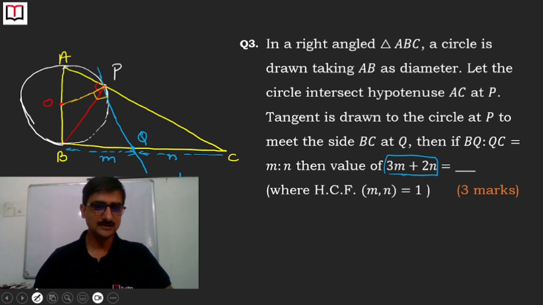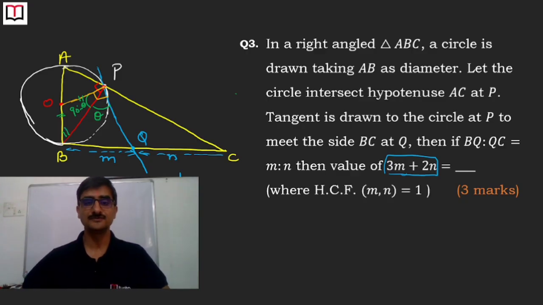Now let's start. We have to find the ratio. How will I start? I will say let the angle between BP segment and the tangent be theta. In that case, this angle is 90 minus theta. Now OP and OB are radii, so that means OBP is an isosceles triangle. Hence, angle OBP is also 90 minus theta.